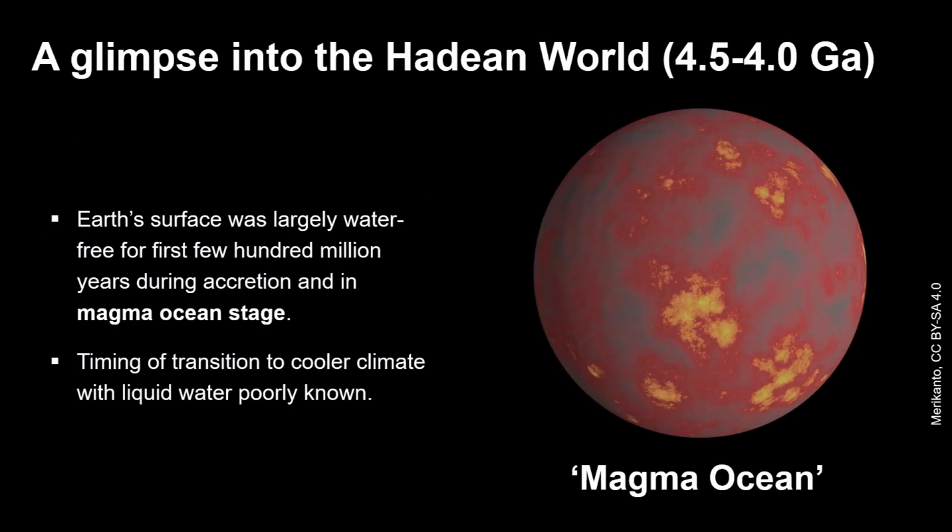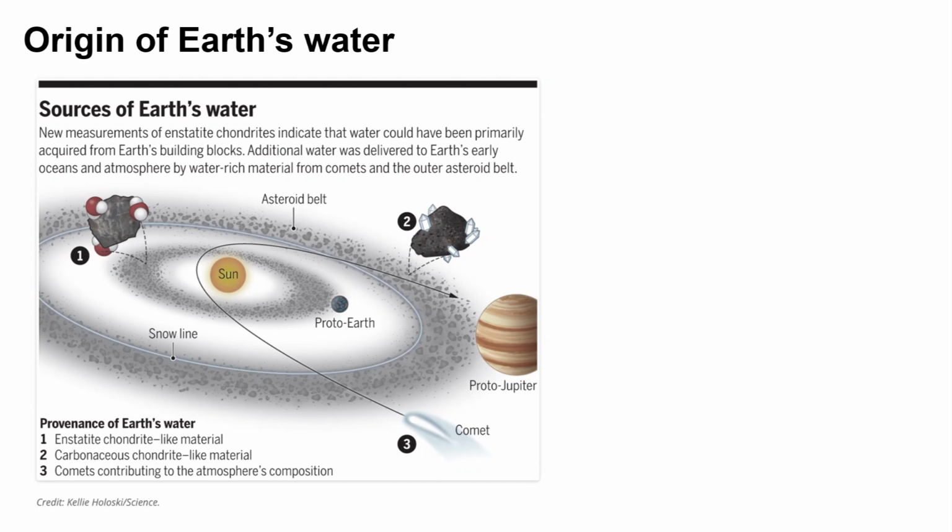So we know that the Earth's surface was largely water-free just because it was very hot in early Earth history. And over time, I guess, it will have transitioned to a cooler climate in which we had liquid water. However, we don't really know the time scale of this transition, which is quite frustrating. But I do want to show you some examples of features which have allowed us to constrain what that might be.